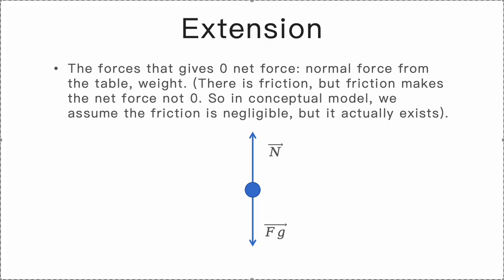What's more, I also thought about, if we need the net force to be zero to make the velocity constant, then the forces that give zero net force might be firstly the normal force from the table, which is here, and secondly the weight of the pen. Just to note that here, although there is friction, friction makes the net force not equal to zero, so in the conceptual model we consider the friction to be negligible, but the friction will actually exist in the actual experiment.